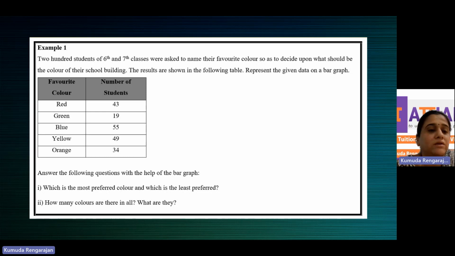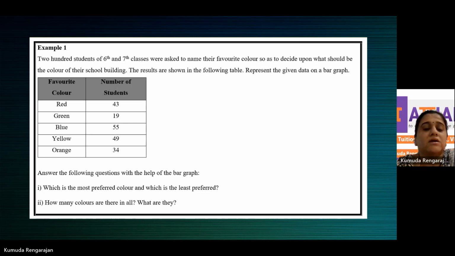So this is example 1. 200 students of 6th and 7th classes were asked to name their favorite color. So how many students are there in 6th and 7th standards? 200 students. And what were they asked? Name their favorite color, so as to decide upon what should be the color of their school building.